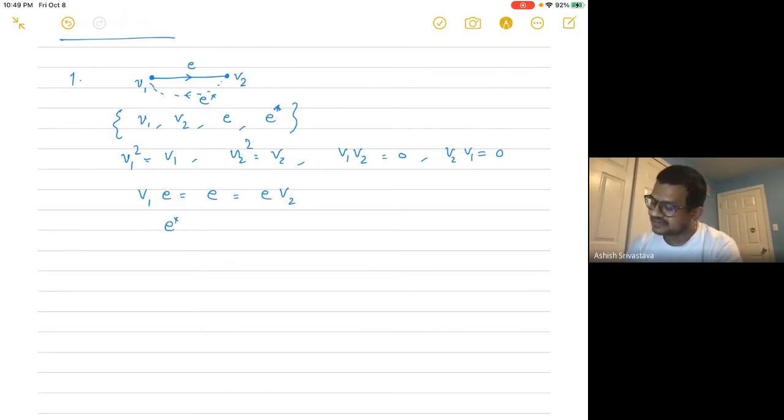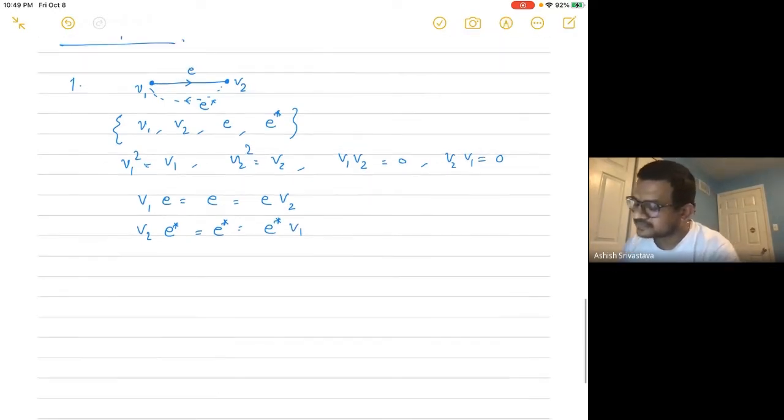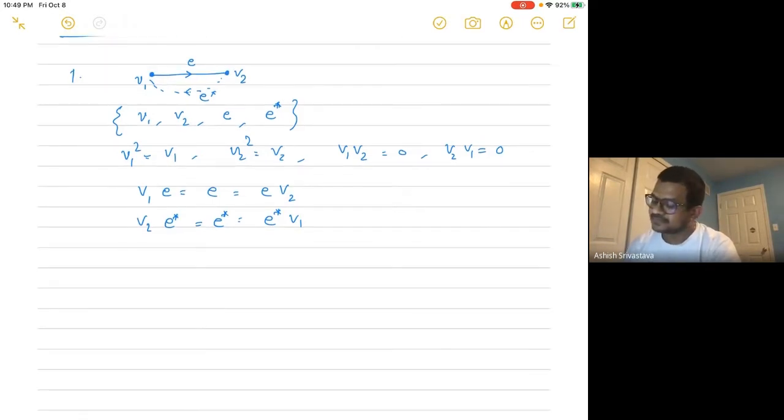You have E star V2 equals E star, and E star equals V1 E star. And we have V1 is the source of E, so we have E E star equals V1, and E star E equals the range of E, which is V2.